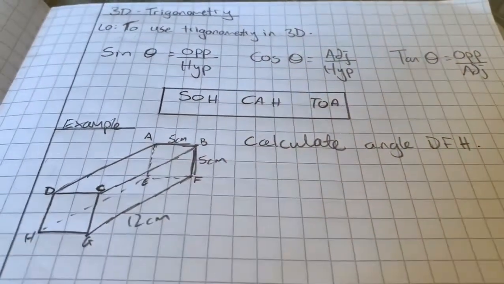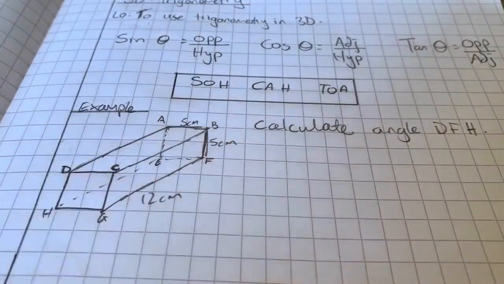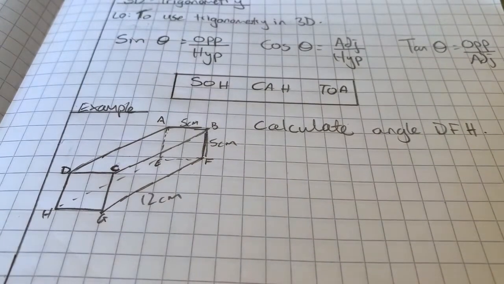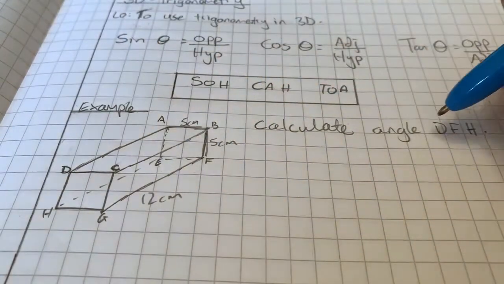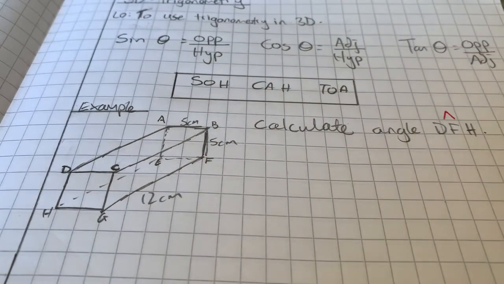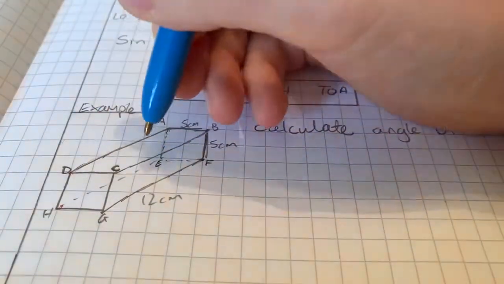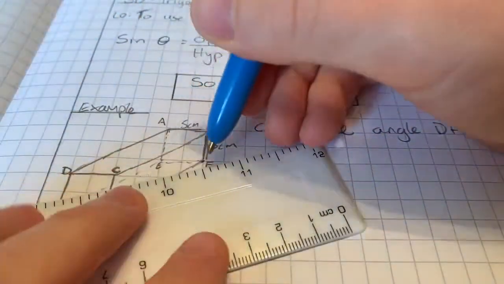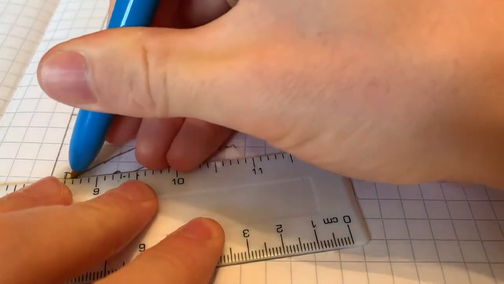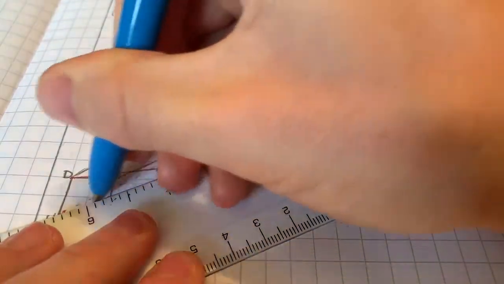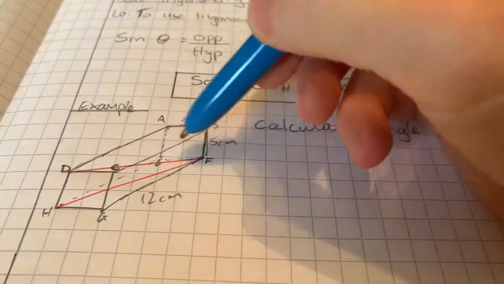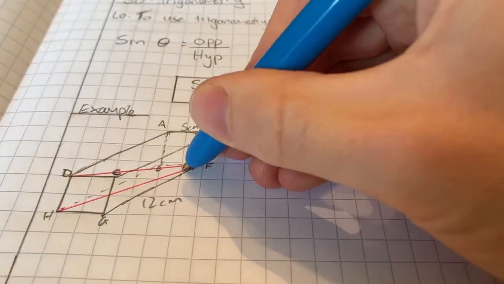So here we go. We've got a cuboid. And it says here, calculate angle DFH. Now, let's signal that angle. So DFH, always the middle letter. So you know the middle letter is the actual angle you're looking for. So D is there, F is there, H is there. So if you draw this, I'm going to get a ruler. So I've got that and that there. So I've got DFH. So I know this is the angle I'm looking for.